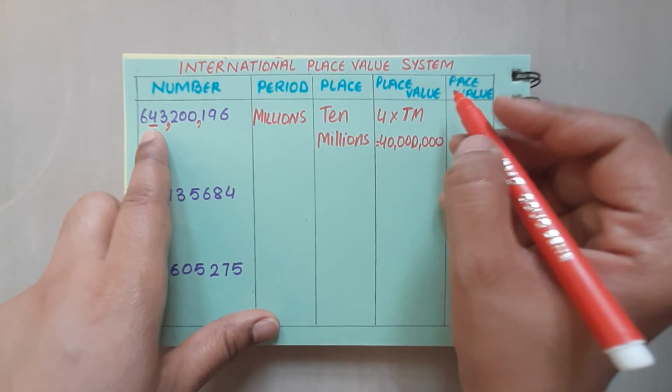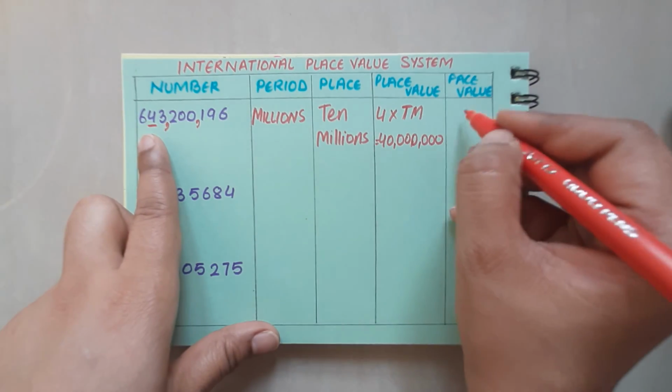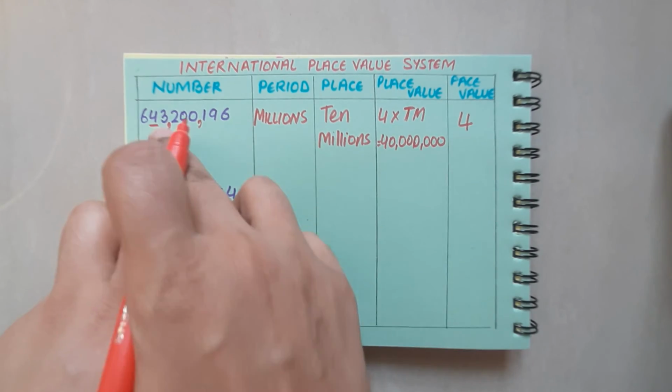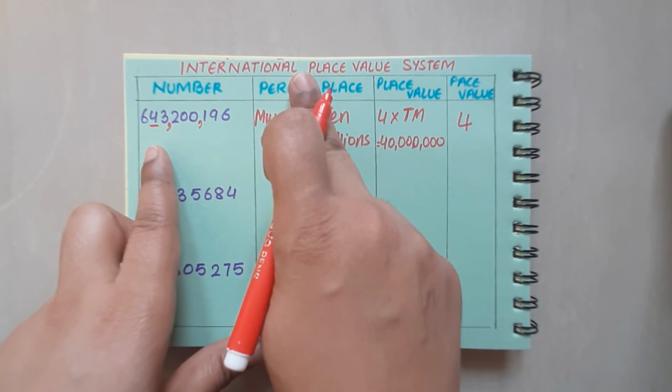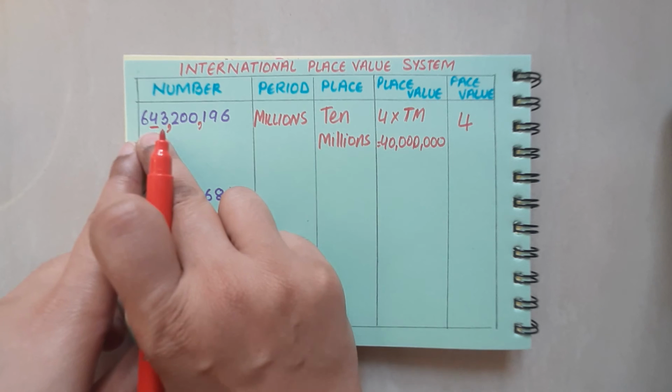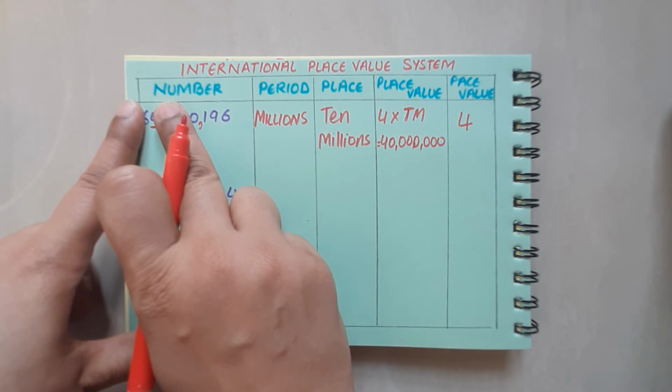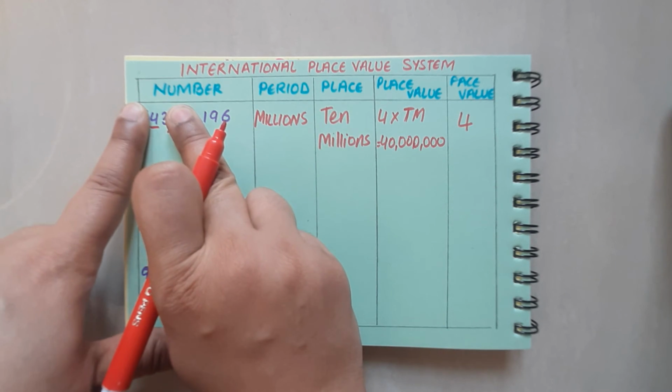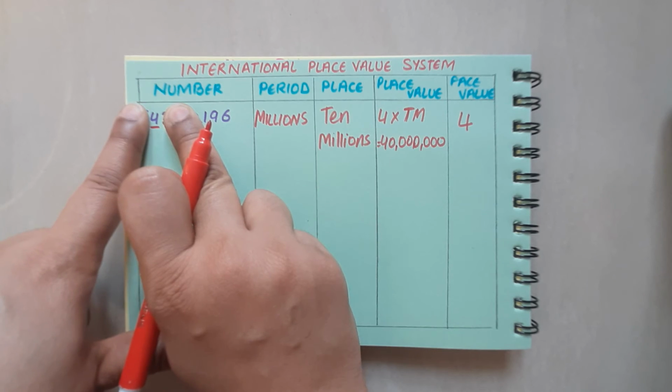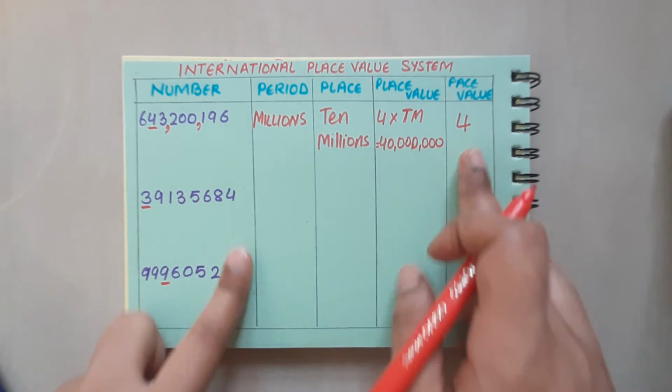And what is the face value? Do you remember? Yes, the digit itself. It doesn't matter in which period, whether we are talking about the international or Indian place value system. The digit itself. Which digit do you look at over here? What is the digit? 4. So 4 is the face value.